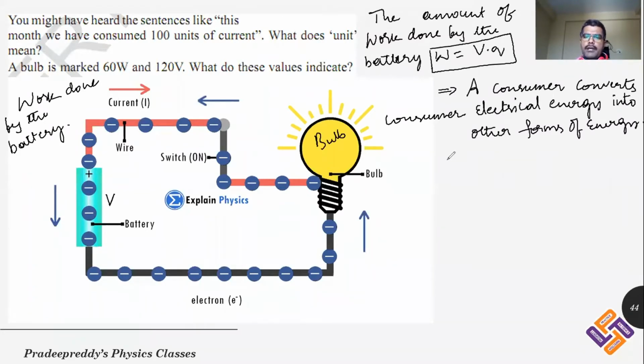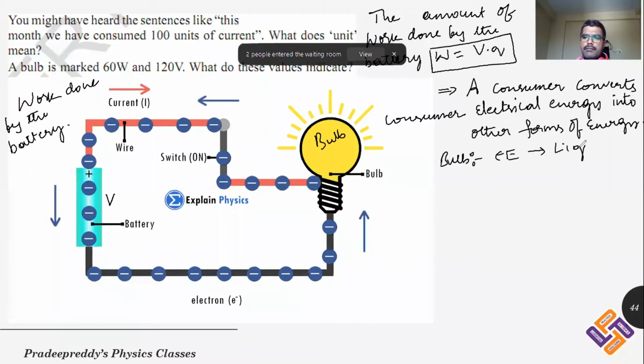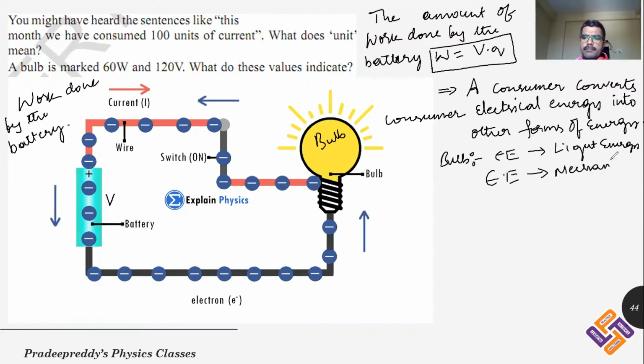Suppose it is a bulb: it converts electrical energy into light energy. Likewise, if it is a fan, electrical energy is converted into mechanical energy. Like that, we will have different components, different consumers. Those consumers will convert electrical energy into other forms of energy.